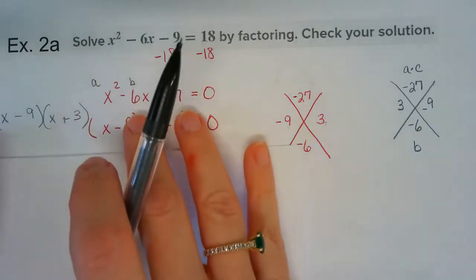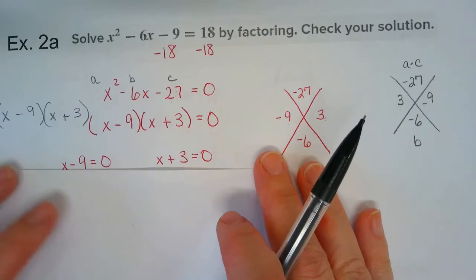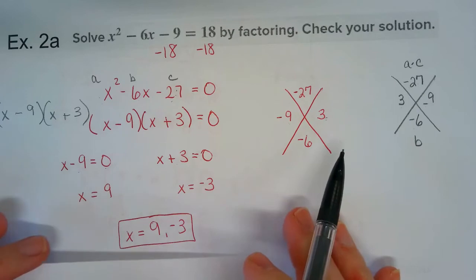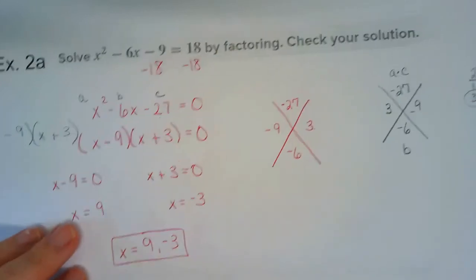Just like before, you have to set each factor equal to 0 once you've factored it out. So I set them each equal to 0, and then I solve. So add 9, subtract 3, put your answers together, so I get 9 and negative 3. Okay? Pause the video and see if you can do the next one.